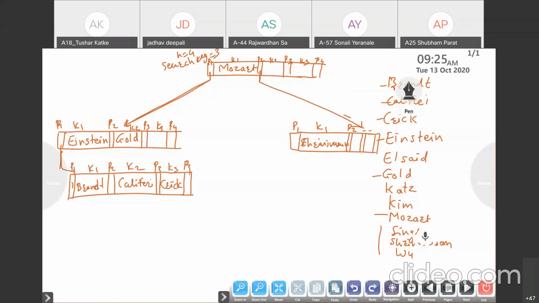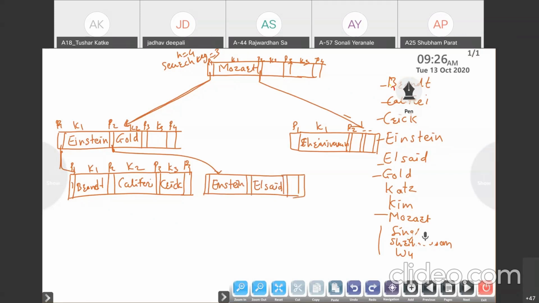Now this pointer points to the subtree whose search key values are greater than or equal to Einstein and less than gold. Correct? In this example, greater than or equal to Einstein means first we need to write the Einstein. As it is a leaf node, every search key should be there. So Einstein. Less than gold, there is one, that is Elsize.